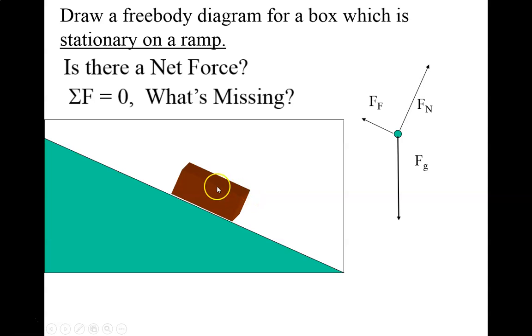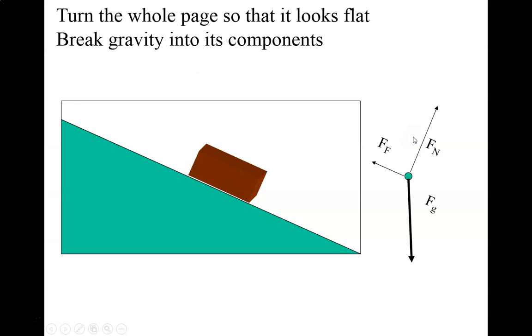And now friction is acting up the slope. Okay? Now, if everything is balanced, then all these forces have to cancel. But I've got two forces at a diagonal. I could break this up into its components and that up into its components and say that these two add up to this and these two are equal. But there's an easier way of doing it.